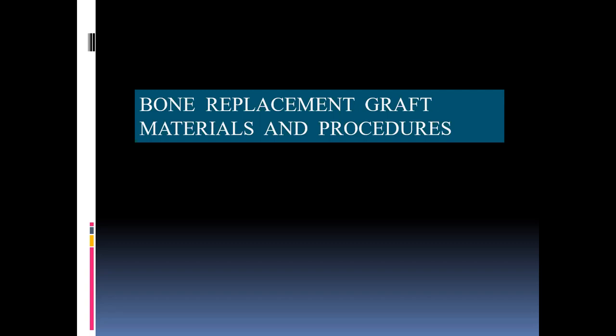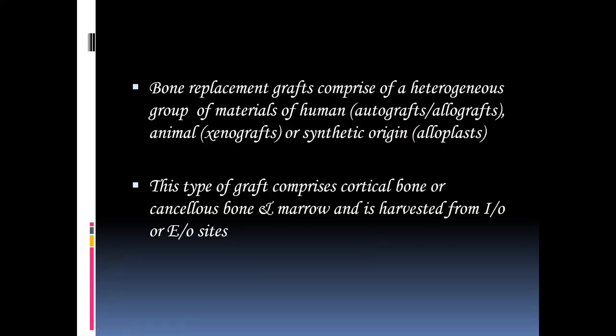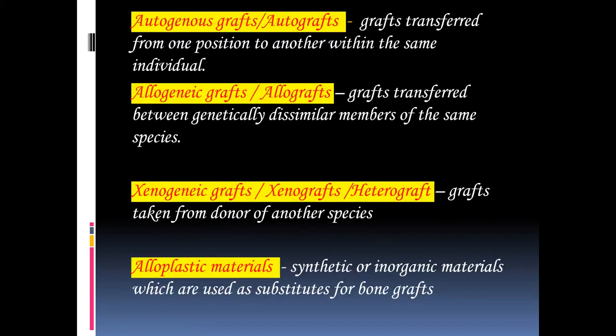Topic is bone replacement graft materials and procedures. Bone replacement graft materials comprise a heterogeneous group of materials of human, animal, or synthetic origin. This type of graft comprises cortical bone or cancellous bone and marrow and is harvested from intraoral and extraoral sites.